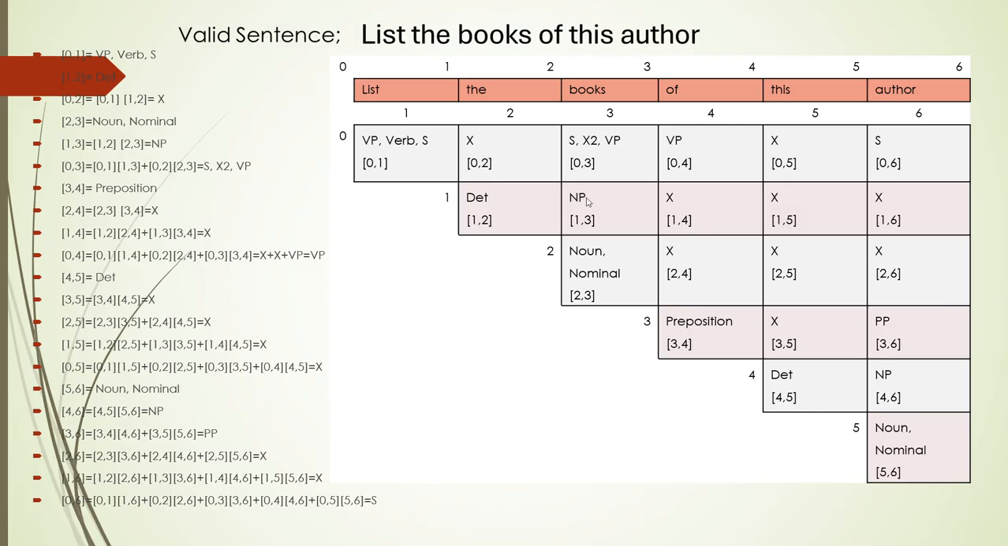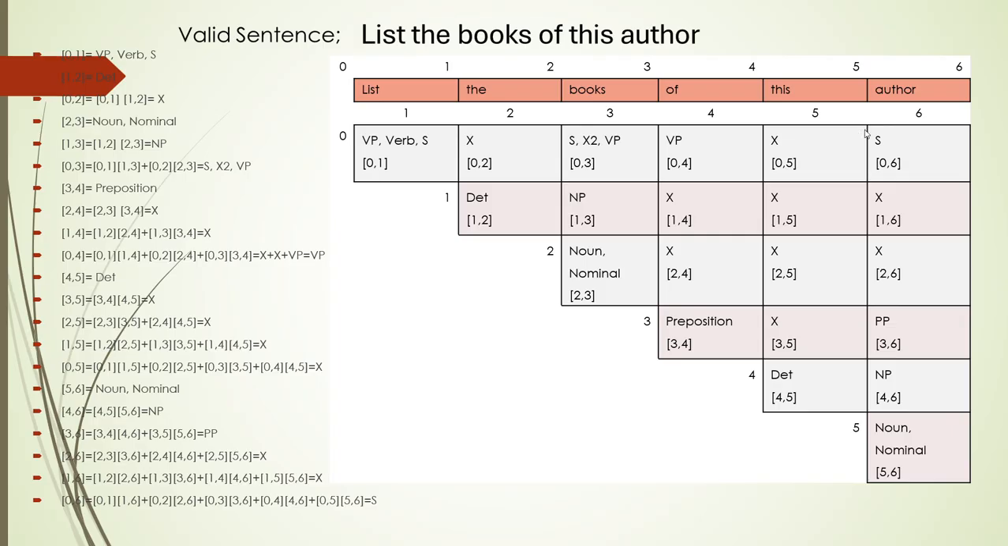The next column, here, 1, 3. To get 1, 3, I need to do 1, 2 and 2, 3. 1, 2 is determiner. 2, 3 is nominal. In my grammar, there is no determiner nominal... but I have a rule for determiner nominal, which is NP. I added that and moved to the next step. Just like this, I completed all of them, and calculations are listed here.